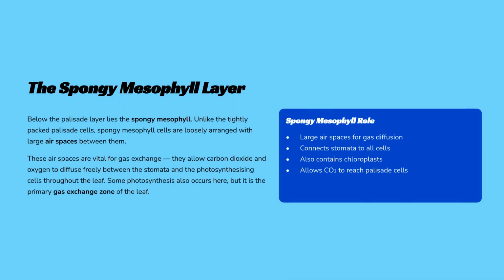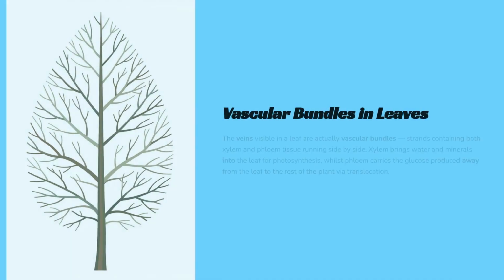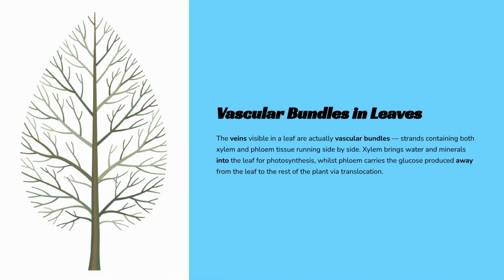Its loosely arranged cells and large air spaces are crucial for gas exchange, allowing carbon dioxide and oxygen to diffuse freely throughout the leaf. This cross-section illustrates how each specialized tissue layer works together, from the protective waxy cuticle to the palisade cells and the gas exchange zone of the spongy mesophyll. The veins in a leaf are vascular bundles containing xylem and phloem. Xylem delivers water for photosynthesis, and phloem transports the produced glucose away to the rest of the plant via translocation.